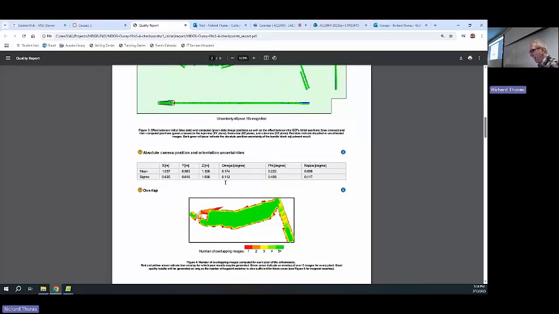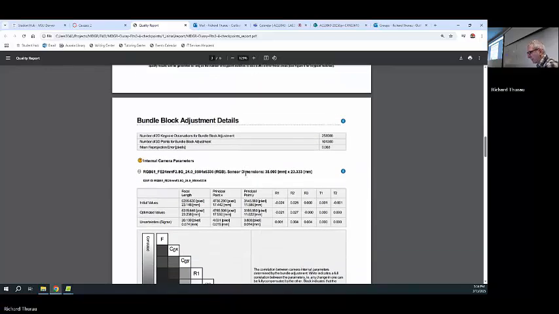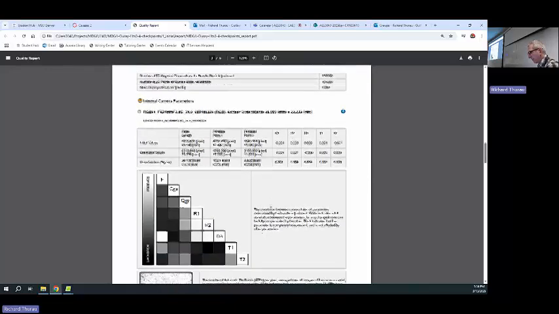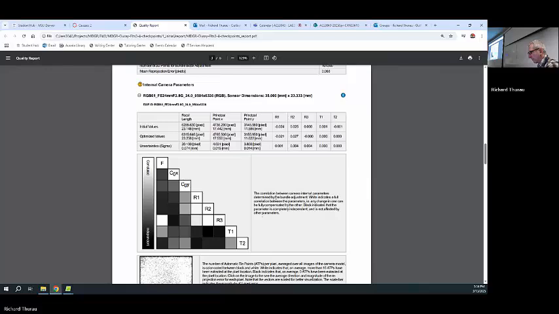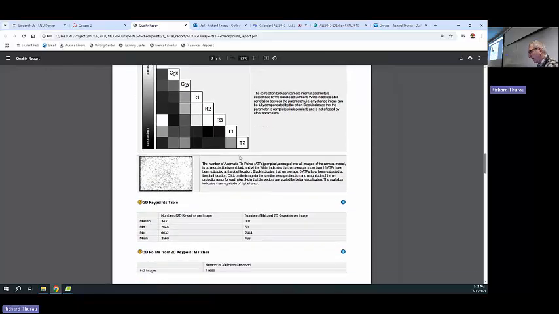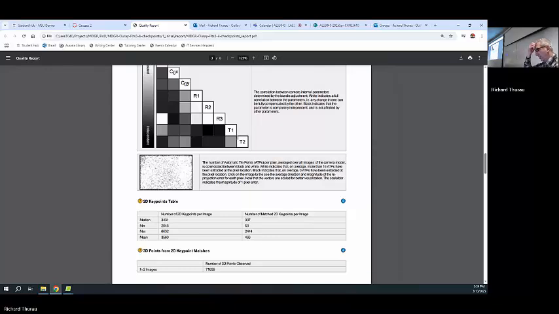So yeah, there's the absolute camera position, orientation, uncertainty, and then internal camera parameters. And I mean, it does call it focal length, and then these things like the principal point X and principal point Y, which really is all related to the camera itself.